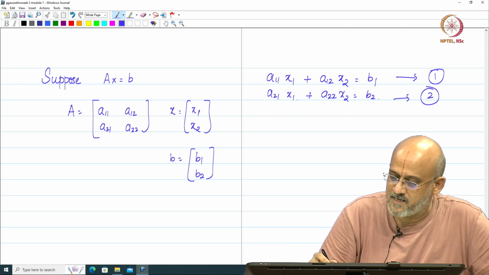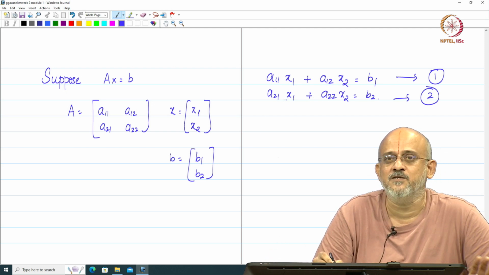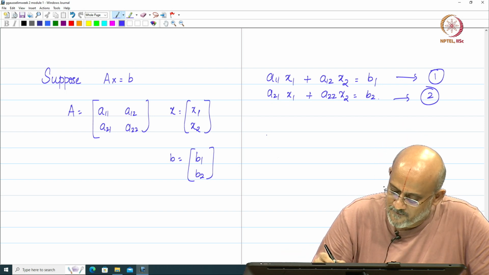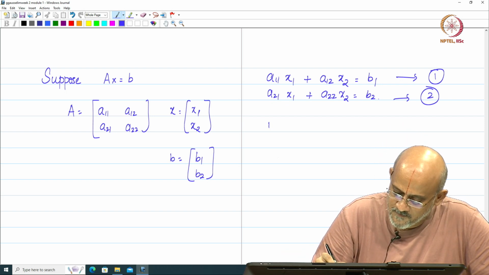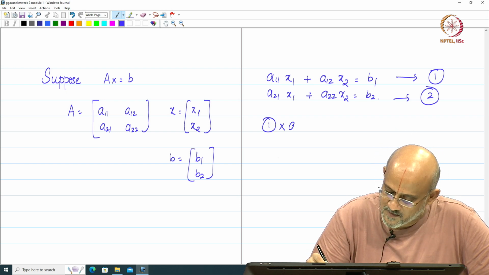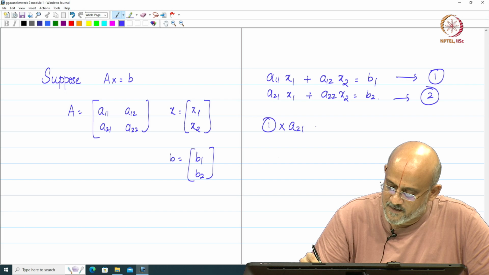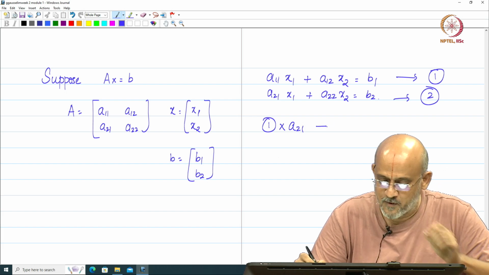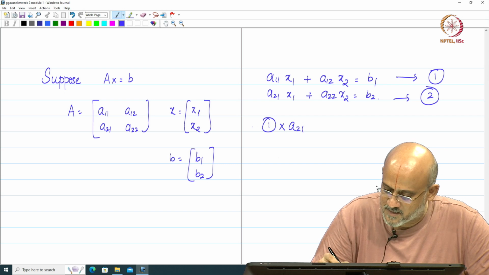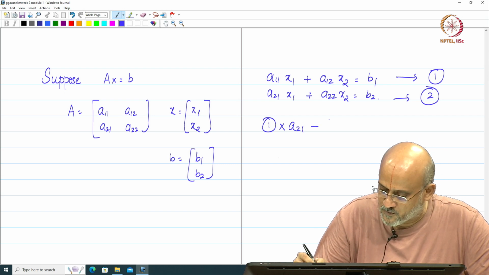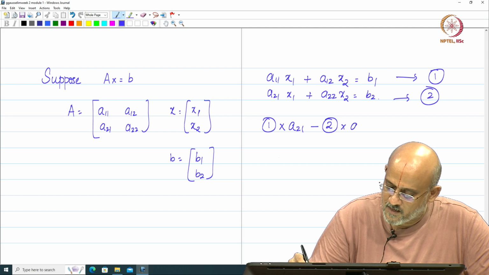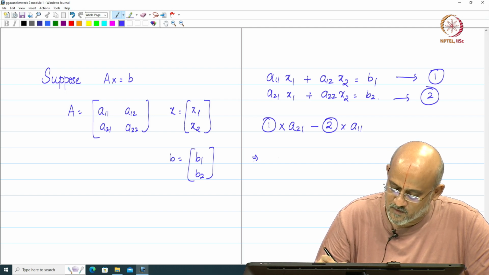I want to eliminate this variable x1. So what I do is I multiply the first equation, this is something which we know from our high school, with a21, and after multiplying I am going to subtract the second equation, which I am going to multiply with a11. So let us see what we get.